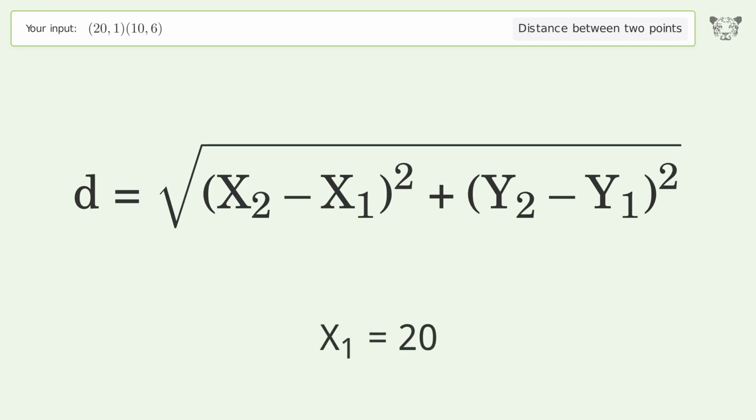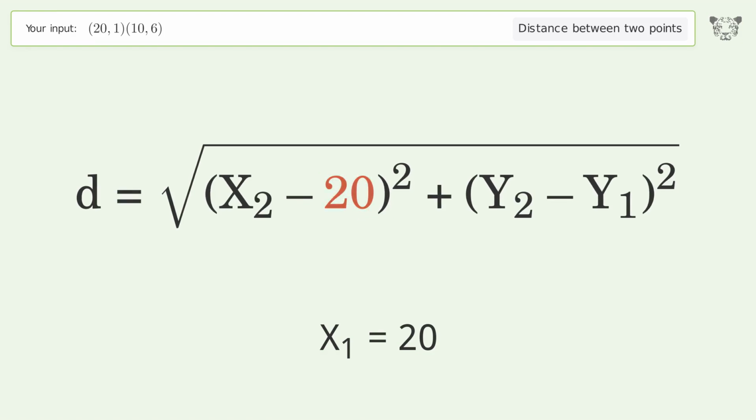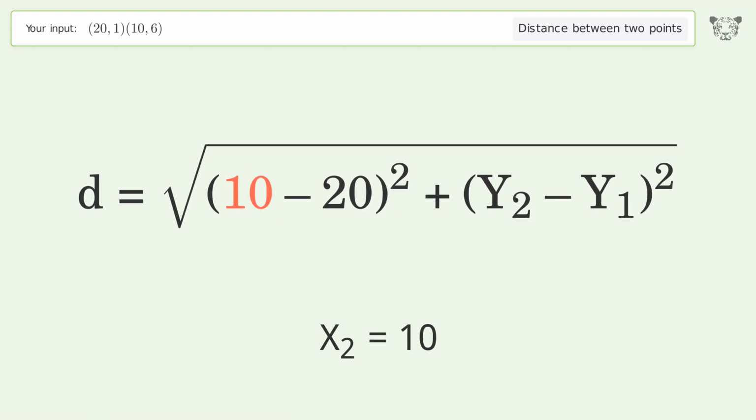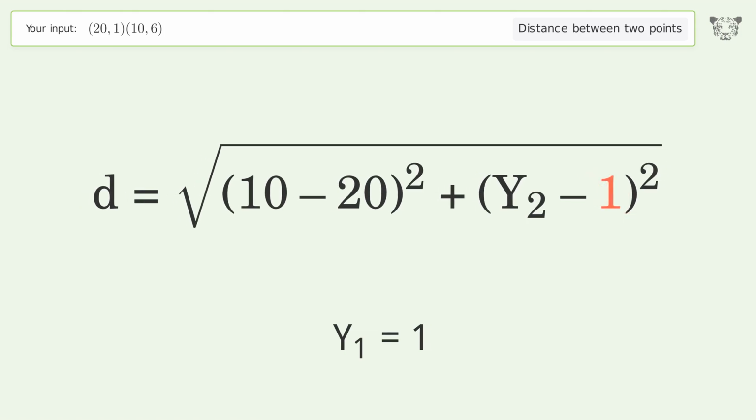x1 equals 20. x2 equals 10. y1 equals 1. y2 equals 6.